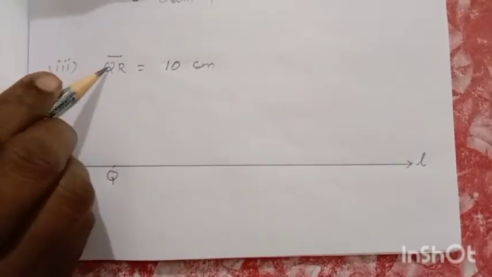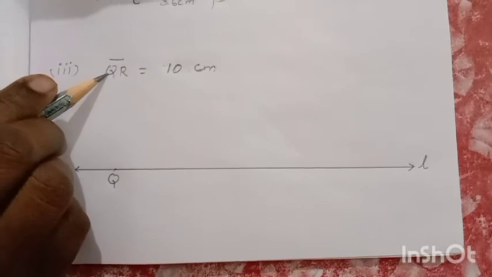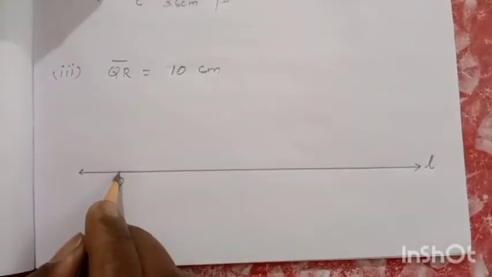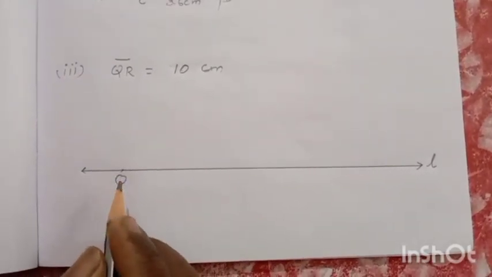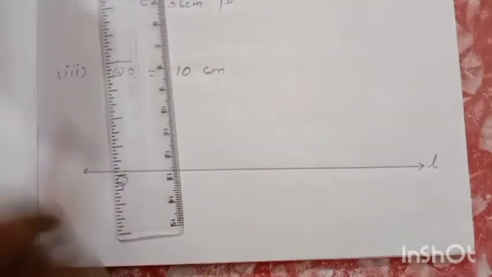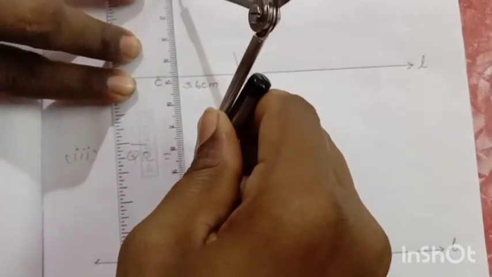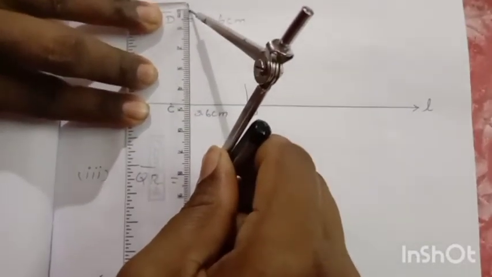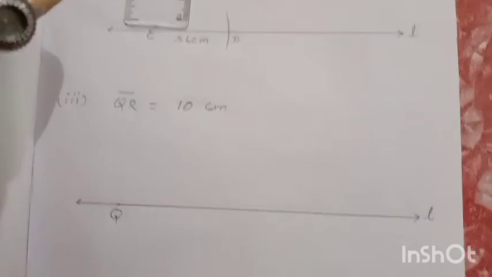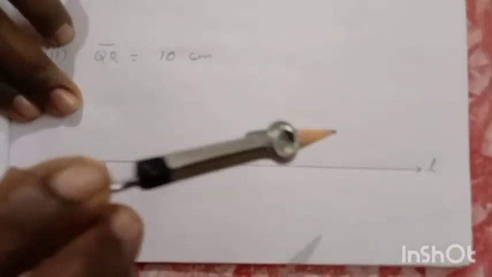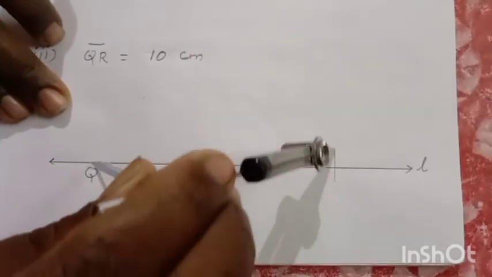What is the starting point given in the question? Q. Yes, we have to measure 10 centimeter. You have to measure exactly 10 centimeter. Then after measuring this, keep the compass needle on the starting point Q. Then you have to draw the arc.